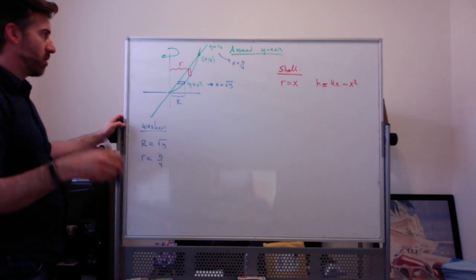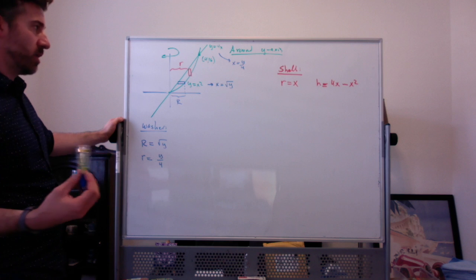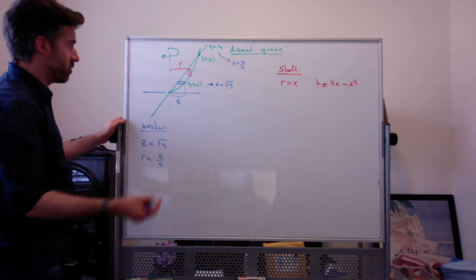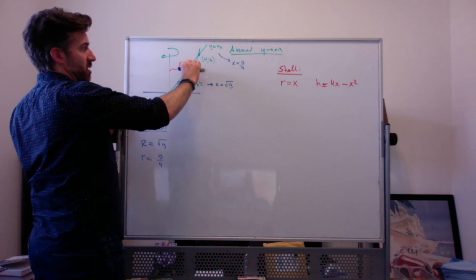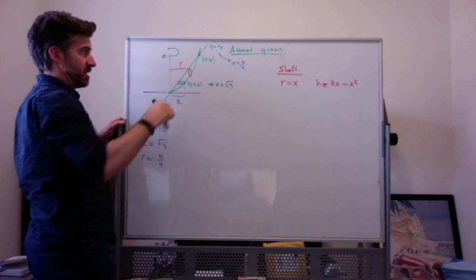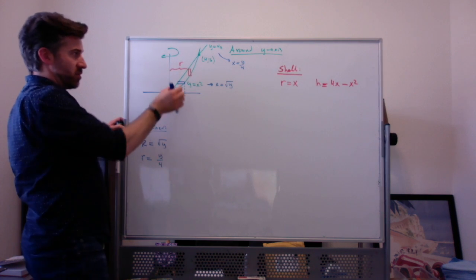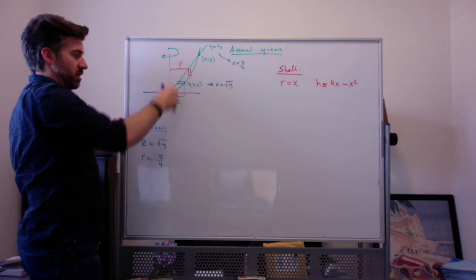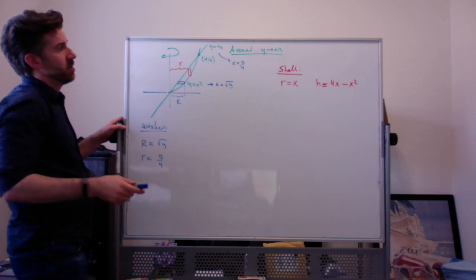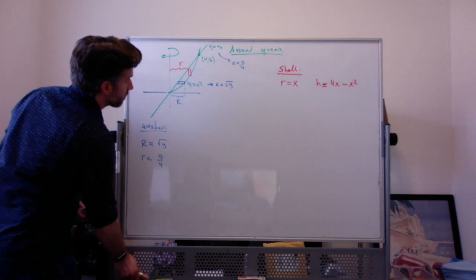And so here's the thing to remember. Whatever axis you're going around, if you're using a strip that's parallel to the axis, in this case a vertical strip, that's going to be the shell method. If you're using a strip that's perpendicular to the axis of rotation, then you're going to be using the washer method. So let's do the shell method first.